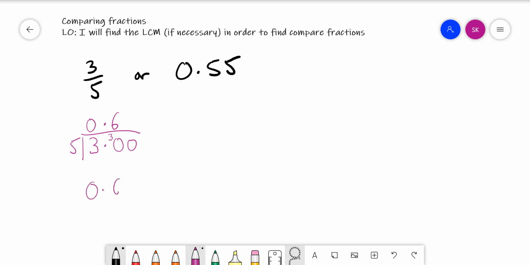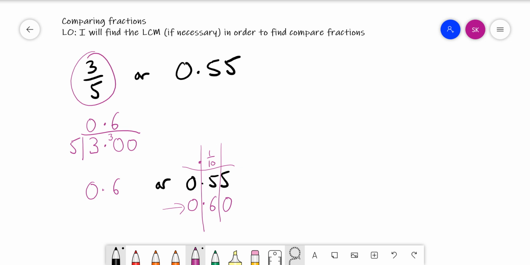0.6 or 0.55. It should be fairly easy to compare those, get the place value columns going, and you can see that going from left to right, they've both got 0, but then there's a 6 rather than a 5 in the tenths column, and so therefore this one's bigger, which means this fraction is bigger. So hopefully you're clear about that because you've been doing a lot of practice about converting fractions to decimals. Today's lesson is about comparing fractions with fractions.